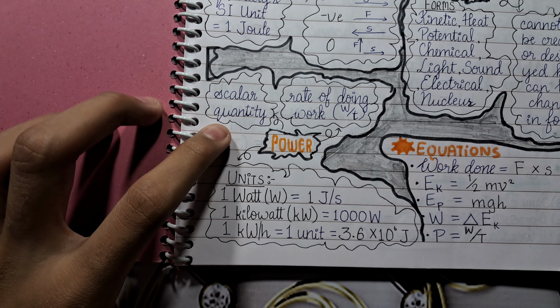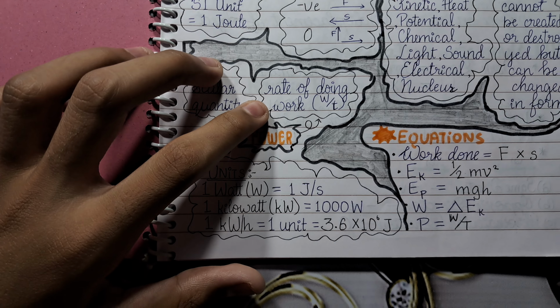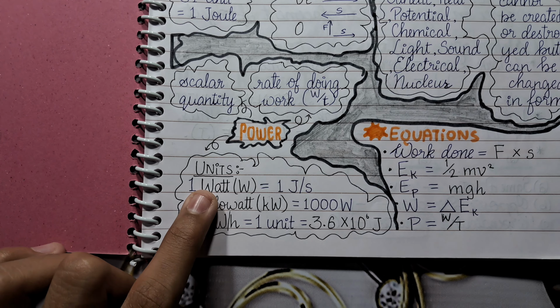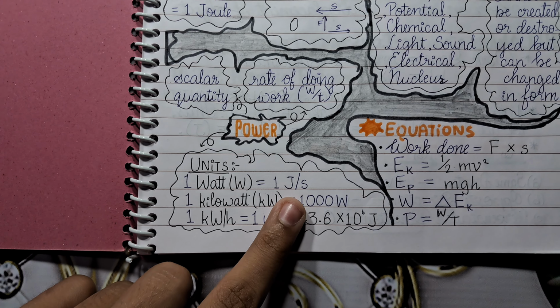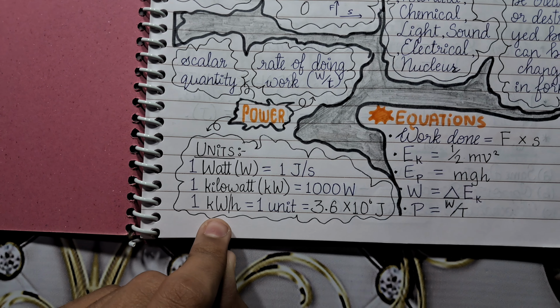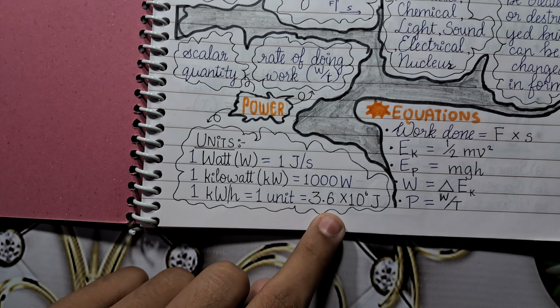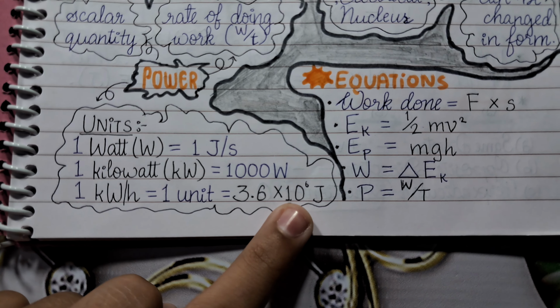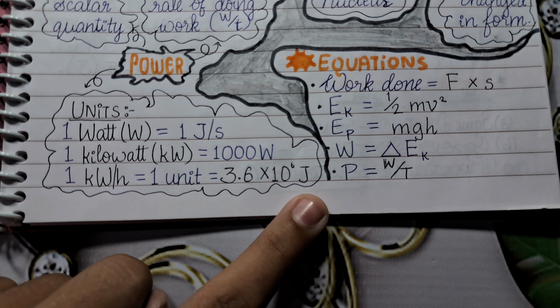Power is a scalar quantity and it is the rate of doing work, which is work by time, and its units are 1 watt, which is equal to 1 joule per second, and 1 kilowatt, which is 1000 watt. 1 kilowatt hour is equal to 1 unit, and it is expressed as 3.6 multiplied by 10 raised to the power of 6 joules.